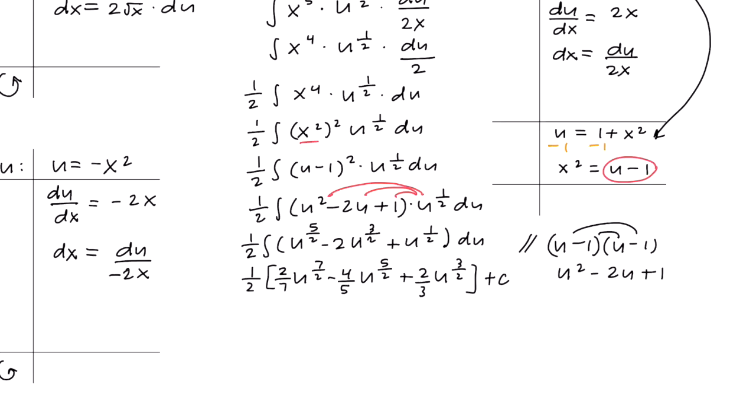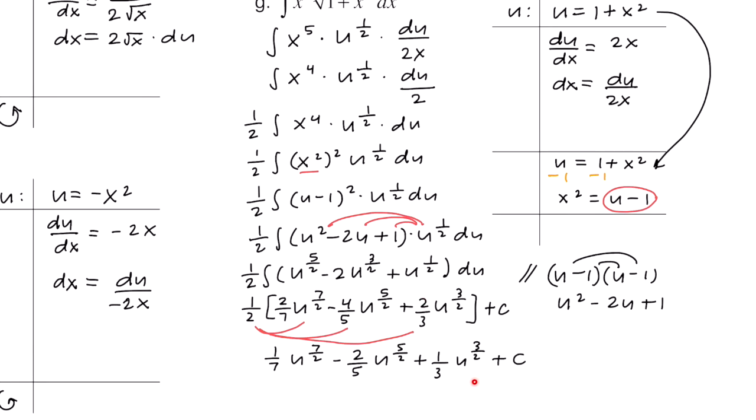Okay, at this point, I'm going to take this 1/2 and distribute it to all of these terms. So when we multiply 1/2 by 2/7, the 2's cancel, and we're just left with 1/7. When we multiply 1/2 by -4/5, the 2 and the 4 reduce, and it leaves a -2/5. And then 1/2 times 2/3, the 2's cancel, and we're left with 1/3.